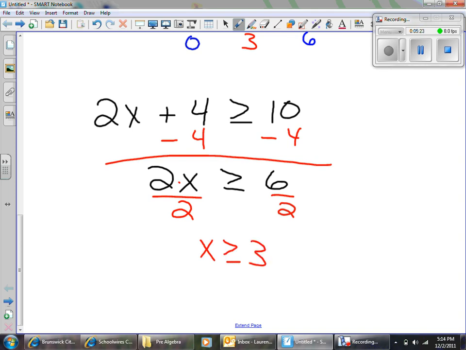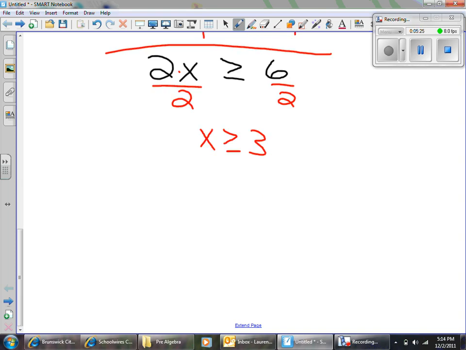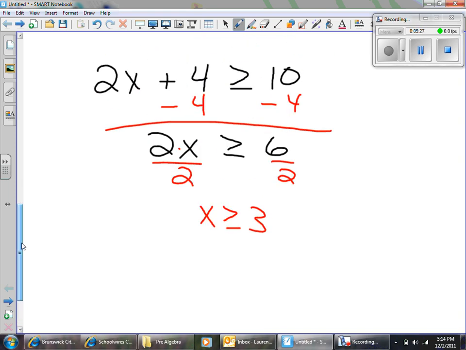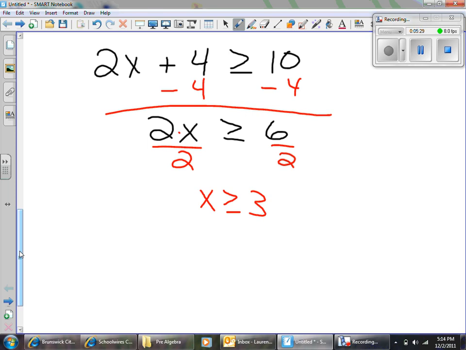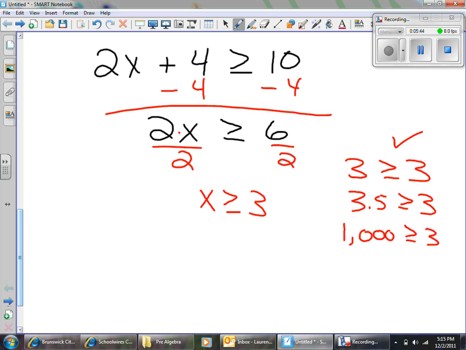It's not, because now I need the numbers that are greater than or equal to 3. For example, is 3 greater than or equal to 3? Yeah, 3 is greater than or equal to 3. That is a true statement. But there's lots of other numbers. 3.5 would be greater than or equal to 3. 1,000 would be greater than or equal to 3. A Google, etc., etc. So there's going to be actually a different solution.